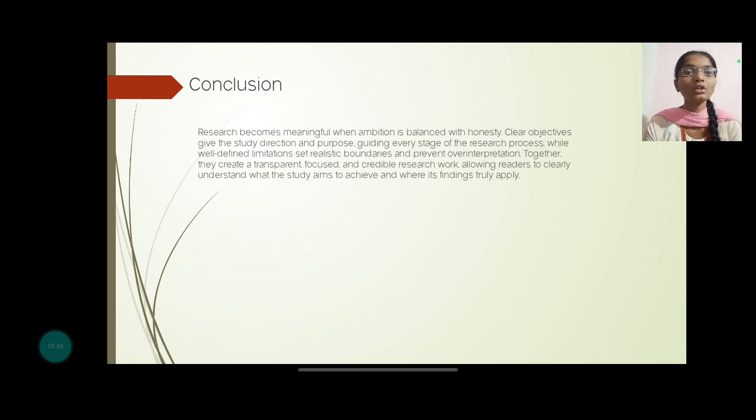The final conclusion: research becomes meaningful when ambition is balanced with honesty. Clear objectives give the study direction and purpose, guiding every stage of the research process, while well-defined limitations set realistic boundaries. Together, they create a transparent, focused, and credible research work, allowing readers to clearly understand what the study aims to achieve and where its findings truly apply.